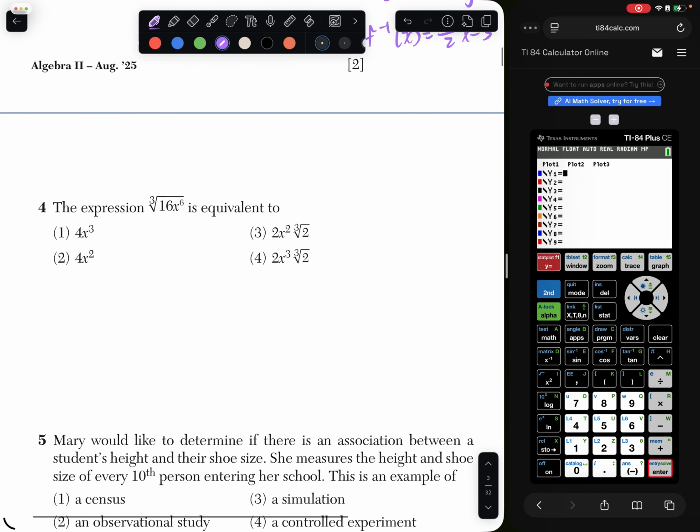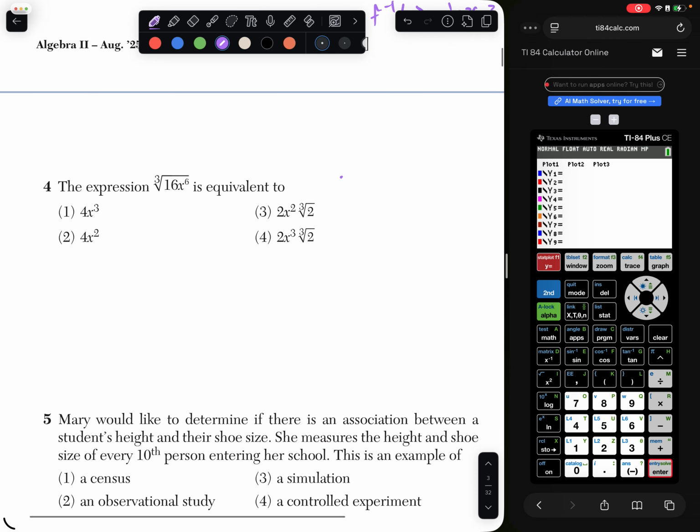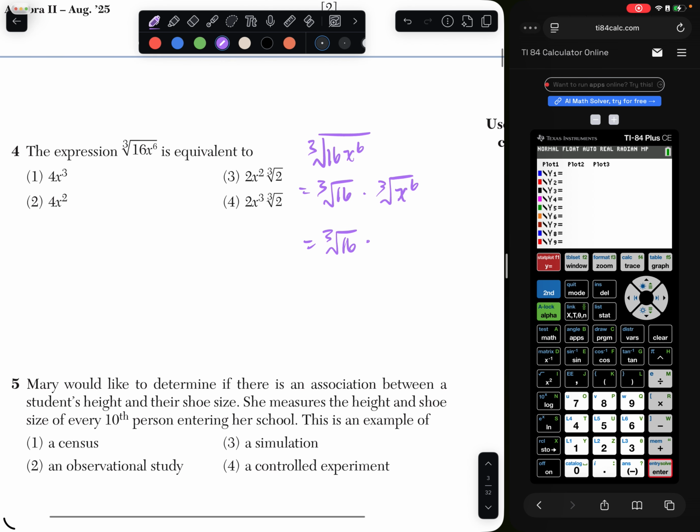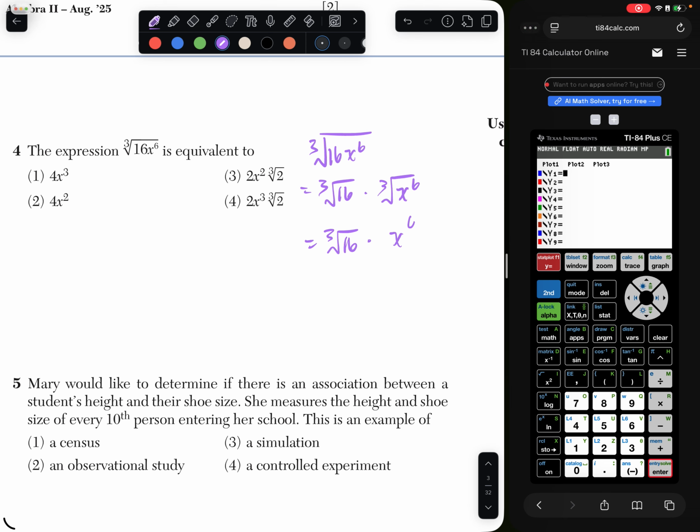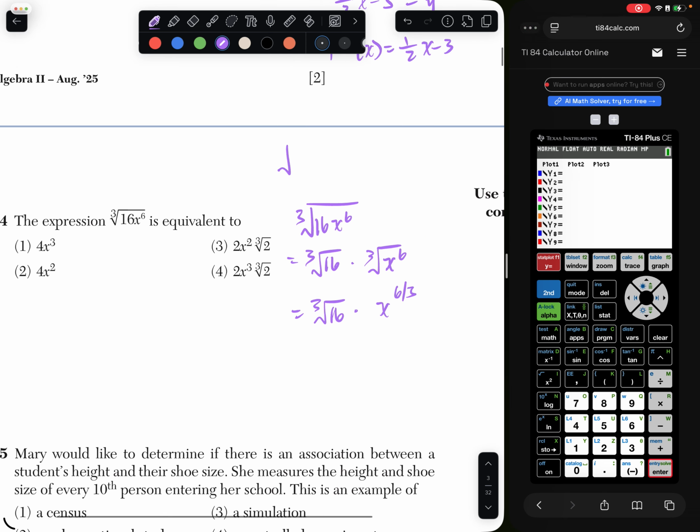Okay. The expression cube root of 16x to the power of 6 is equivalent to what? When I have this radical here, I'm going to split it up: cube root of 16 times cube root of x to the power of 6. I'm going to figure out the number part in a second. I personally think the number part is a little bit harder. This over here is just 6 over 3. When we have something like x to the power of m and I'm taking the nth root, this is just x to the m over n.